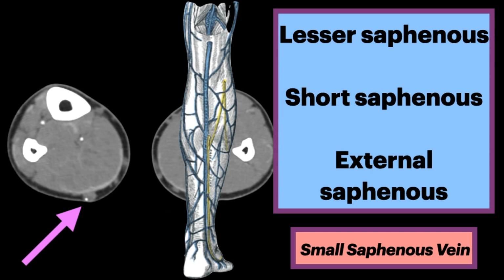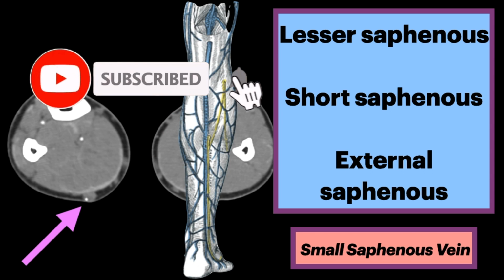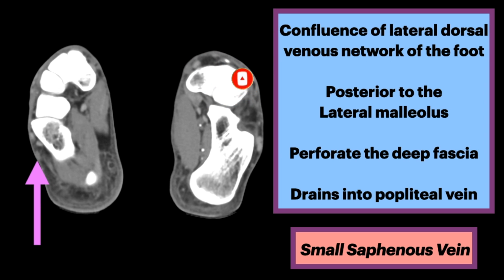The small saphenous vein forms part of the superficial venous drainage of the lower limb. The preferred term is small saphenous vein over other terms such as lesser saphenous, short saphenous, or external saphenous veins. The origin is where the dorsal vein from the fifth digit, which is the smallest toe, merges with the dorsal venous arch of the foot. It is a superficial vein, being subcutaneous.